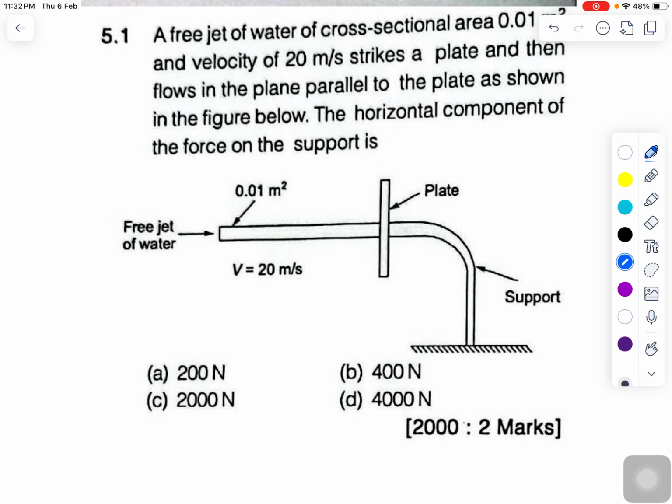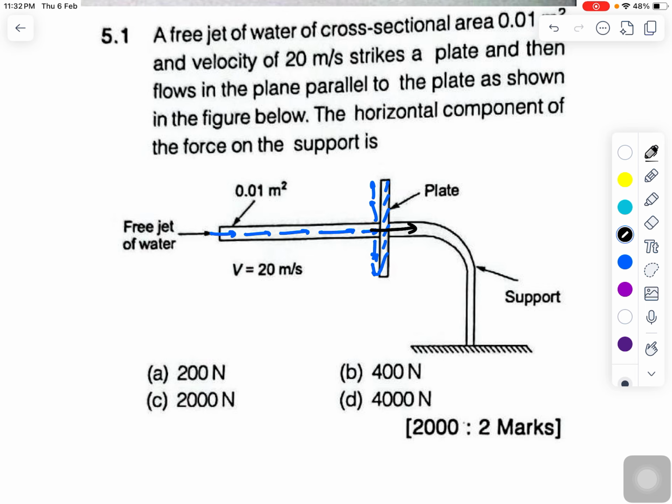So here in this particular problem you can see a free jet is coming along this direction and it is going to strike the plate, and after that it starts moving along the vertical direction of the plate, right? So the horizontal component of the force you are supposed to calculate. What will be the horizontal component of the force applied on the support? You are supposed to calculate the force along this direction, not the vertical direction, right?